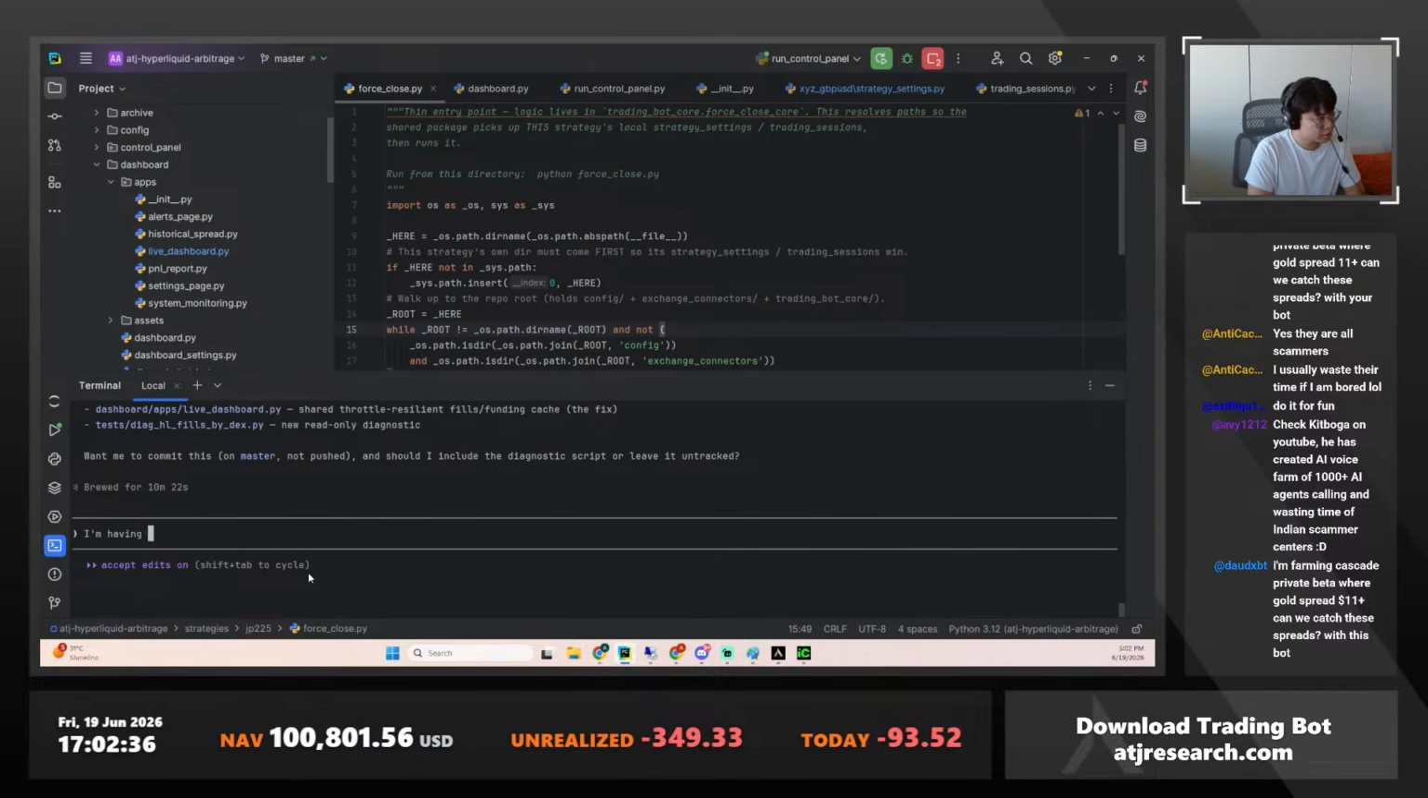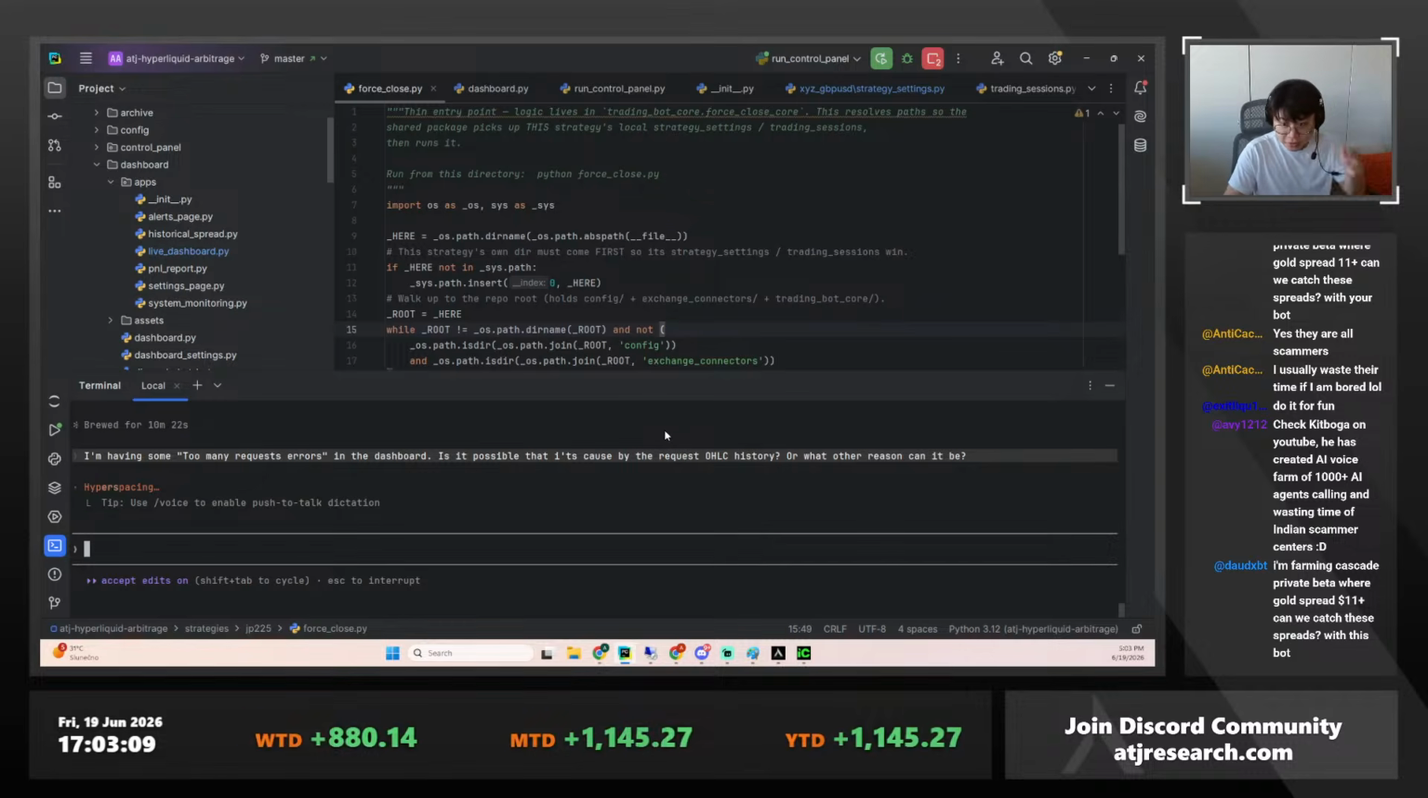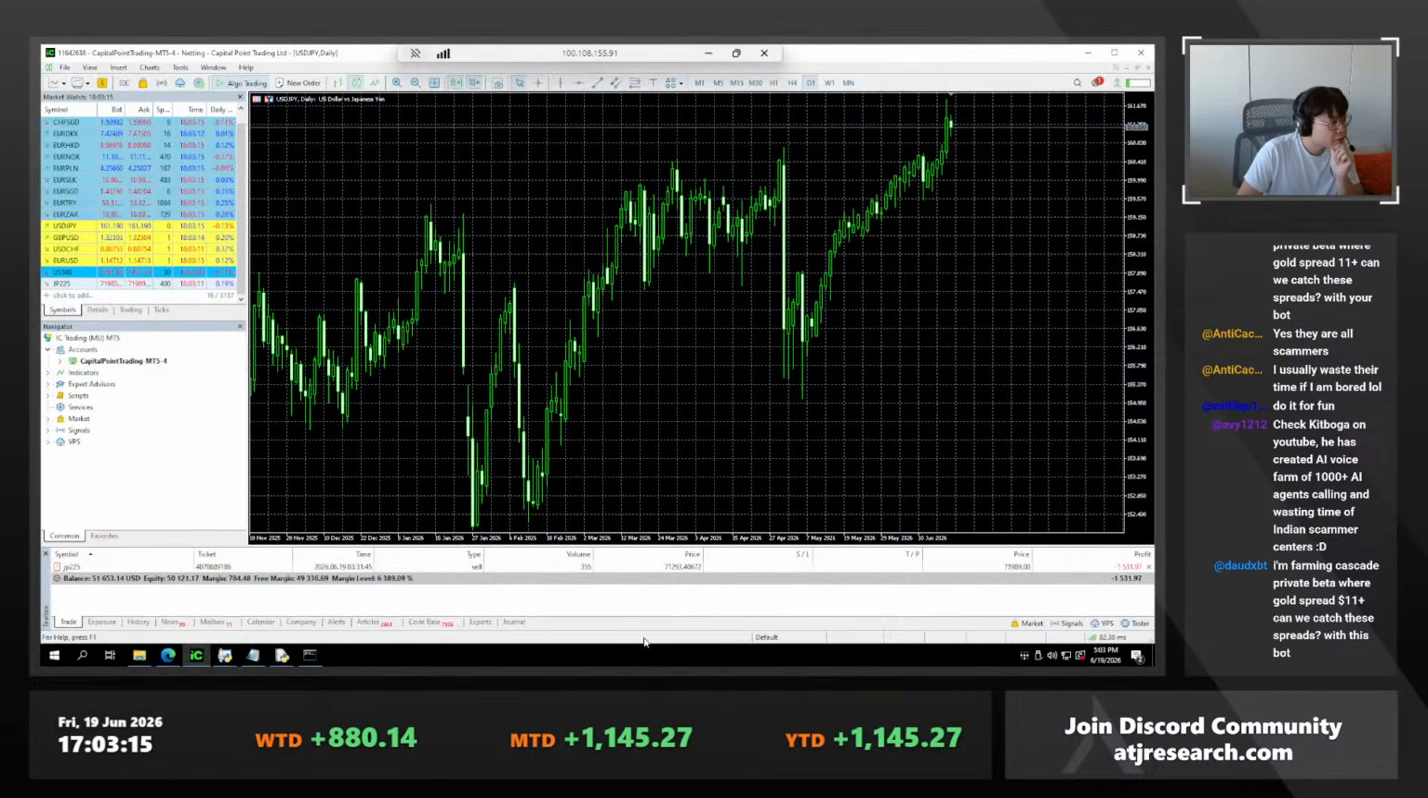We're trying to catch spreads on any asset basically and make money by arbitraging the price differences. Another question: "I'm having some too many request errors in the dashboard. Is it possible that it's caused by the request OHLC history, or what other reason can it be?" So we're also trying to fix the rate limits, and then we're good for today.